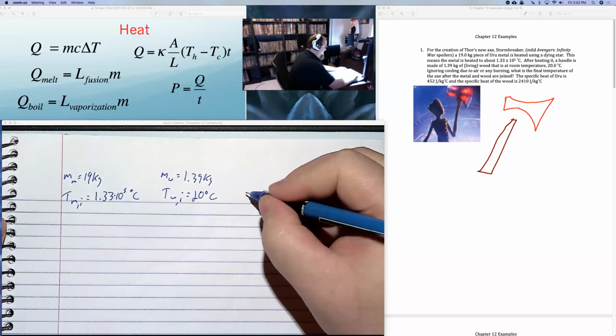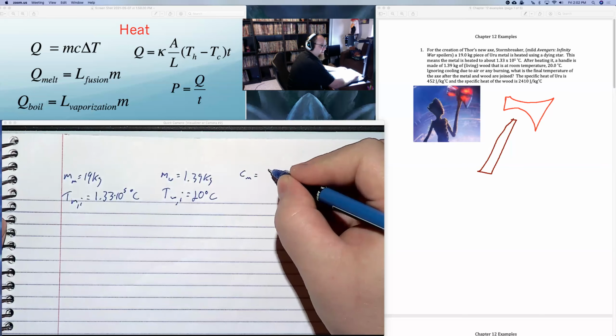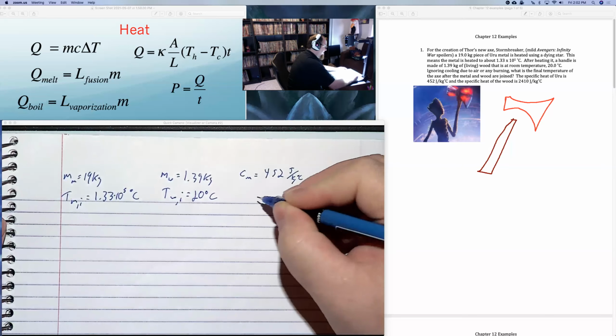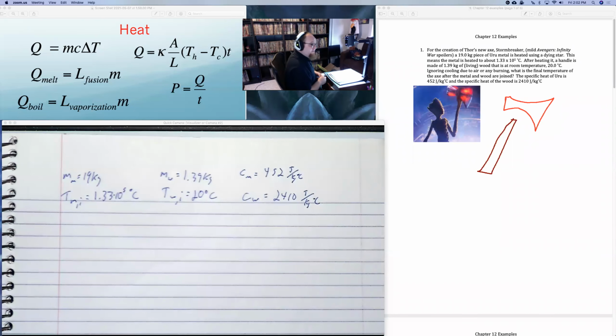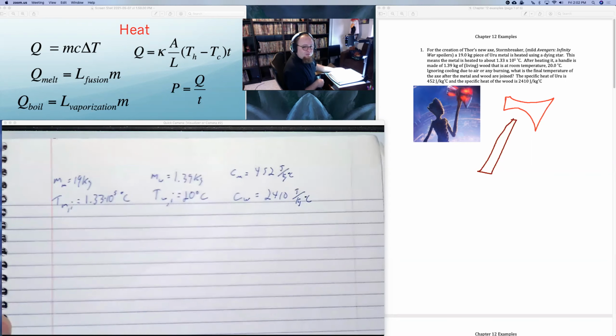Given some specific heats, the specific heat of the metal is 452 joules per kilogram degree Celsius. Specific heat of the wood is 2410 joules per kilogram degree Celsius. Given those specific heats, when Groot grabs this axe head, when this hunk of living wood touches this piece of metal, if they reach thermal equilibrium, what is that final temperature? What is that thermal equilibrium?